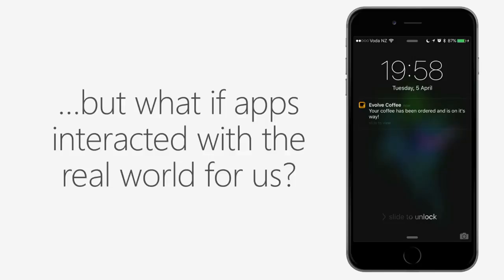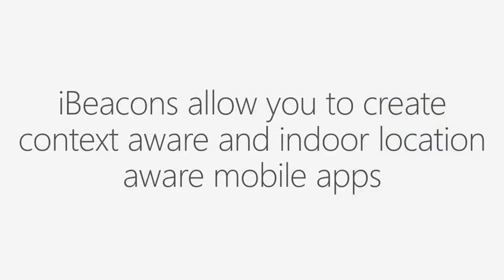But what if our apps could interact with the real world for us? What if the act of walking into a coffee shop automatically caused our app to order the coffee for us? What if just by sitting down in a coffee shop, the app was able to tell that coffee shop where I'm sitting so my coffee can come to me? That's what we'd like to do with our apps. And we can do that with iBeacons. So with iBeacons, we can build contextually aware and indoor location aware mobile apps.